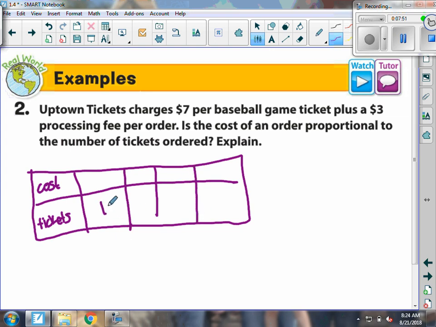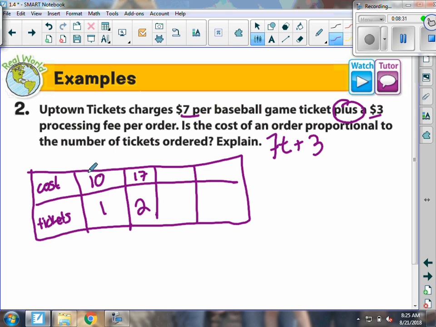So if someone buys 1 ticket, how much is it going to cost? It's $7 plus a $3 processing fee. So it's going to be $10 for the total cost. How much will it be for 2 tickets? That's going to be $7 per ticket, so 7 times 2 is 14, plus 3 is 17. So what we're doing is we have an equation, $7 times the number of tickets, plus our $3 processing fee.